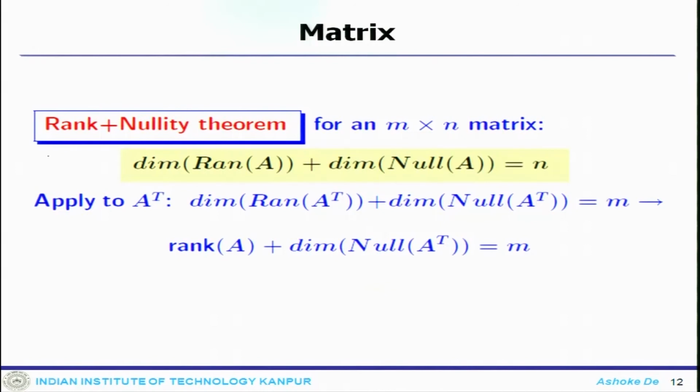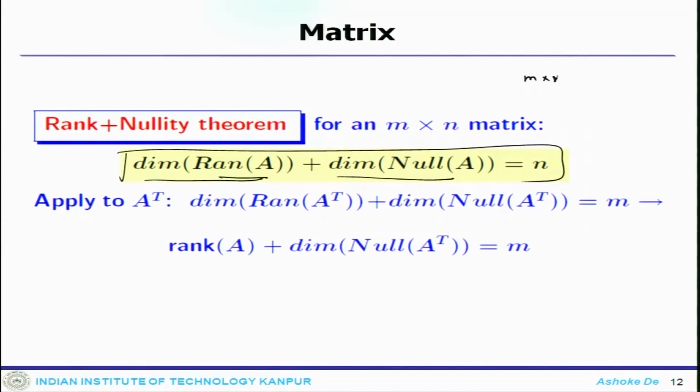Now, the dimension of the range of A, that is the rank, plus the dimension of the null space should be n. So, this is a very important equation. That means I have an m by n system and the number of independent columns is going to be the rank. So, the dimension of that plus the dimension of the null space is n. And similarly, the rank of A transpose plus the dimension of the null space of A transpose is m.